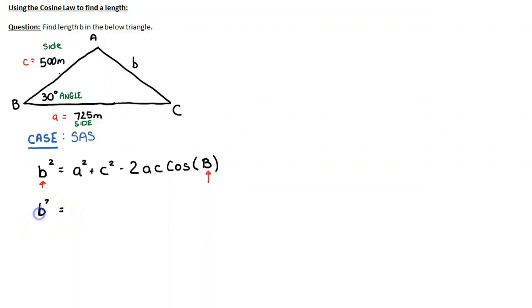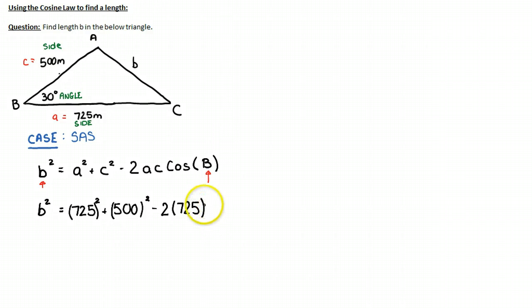Okay, so the next step, this really becomes a problem of substitution. So b squared is equal to a squared. Well, I know that a is 725, so that's 725 squared, plus c squared, which is 500. And I'm actually going to put this in brackets, just in case someone decides to get tricky and put an expression for one of the lengths of sides. It will help me expand it properly. 2 times a, which is 725, times c, which is 500, times cos of 30 degrees.